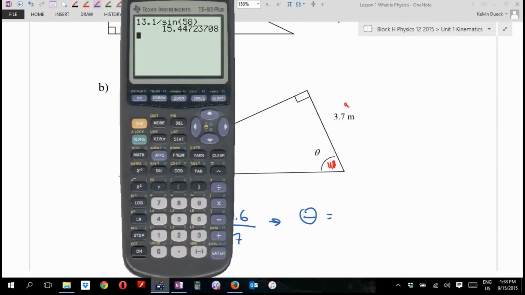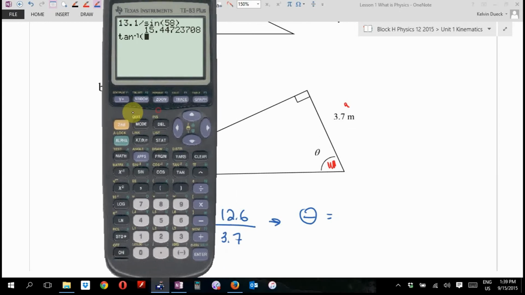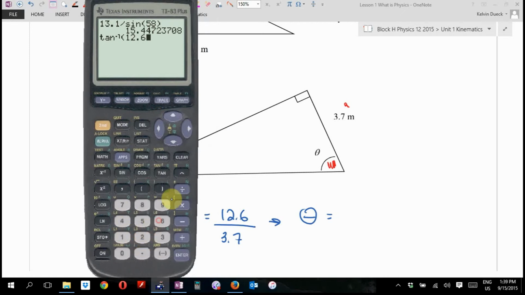So on mine, it's second function, tan, and mine automatically opens up a bracket. If yours does not automatically open up a bracket, and some of your calculators won't, then you'll need to open up a bracket and then type in 12.6 divided by 3.7 and close the bracket off. And you get 73.6 degrees. 74 degrees, I'll go to 3 sig figs.